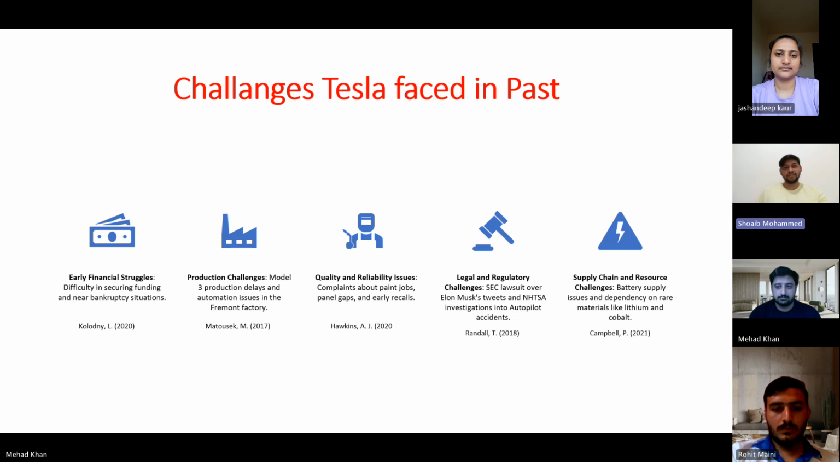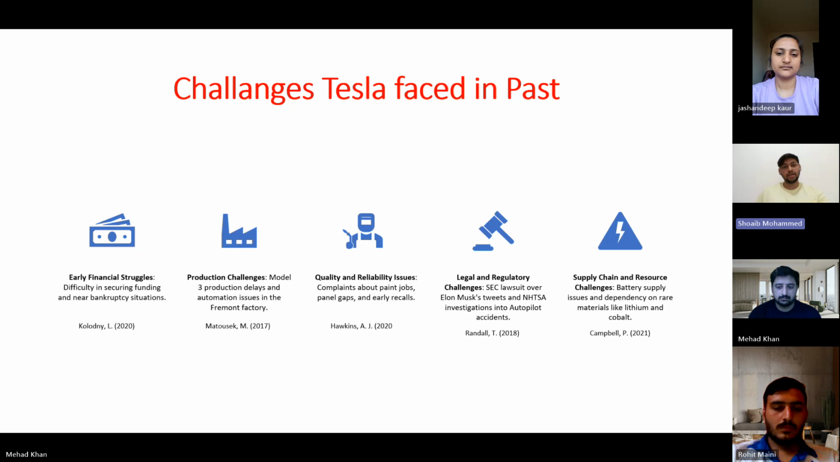The third issue Tesla faced in its initial stages was that Tesla was never in the automotive industry. So when they started making cars, there were some problems with the paint jobs and the panel gaps. So what did Tesla do? Tesla recalled all the cars from all the showrooms, fixed the problems, and then delivered them again. So quality was not good at first, but after Tesla recalled the cars, improved the quality and fixed them, they sent them back to the market.